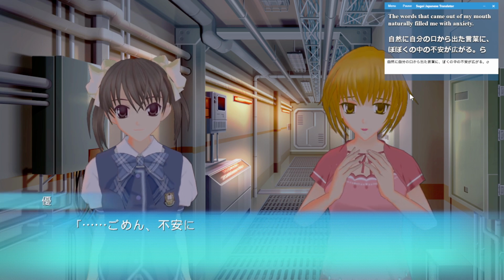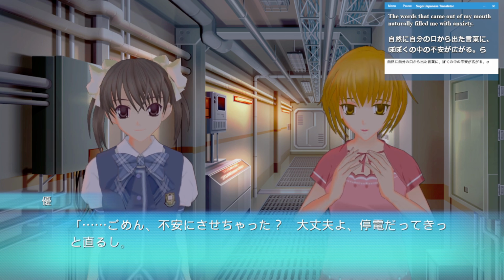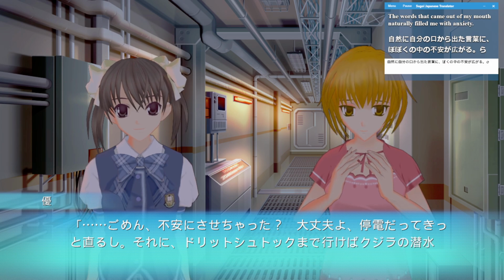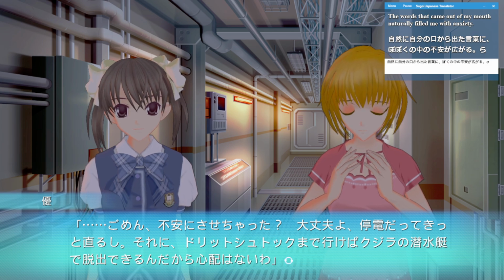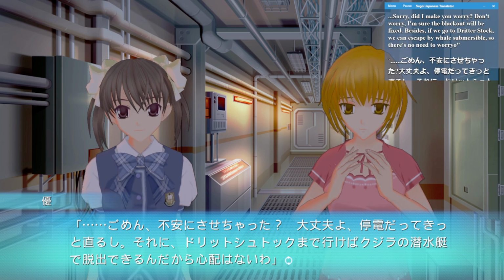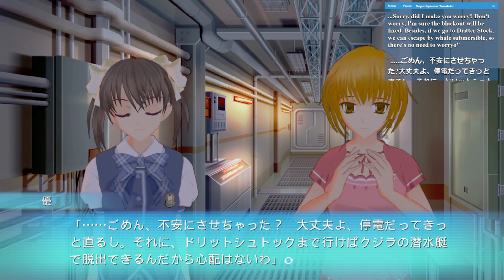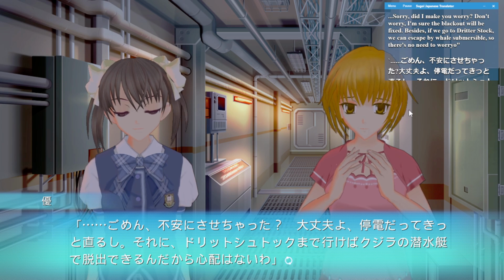Sorry, did I make you worry? Don't worry, I'm sure the blackout will be fixed. Besides, if we go to Drite Stock, we can escape by the whale submersible, so there's no need to worry.